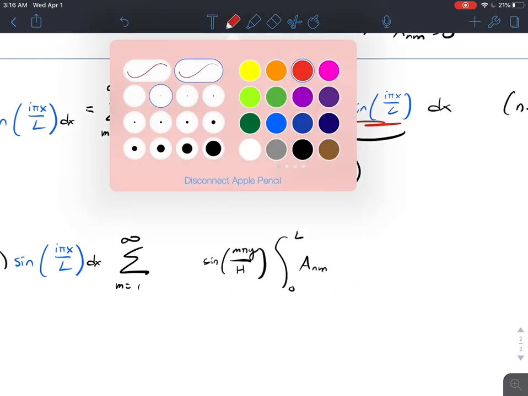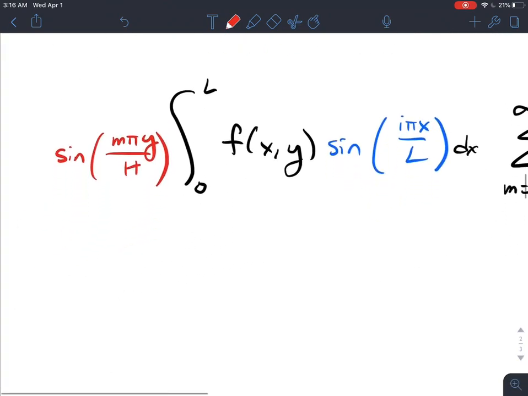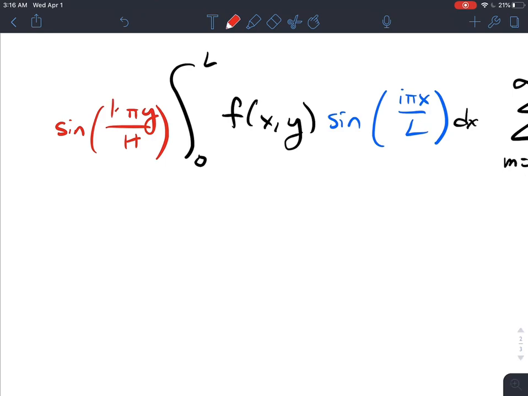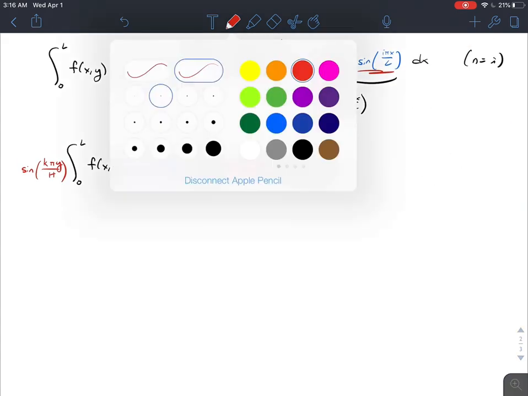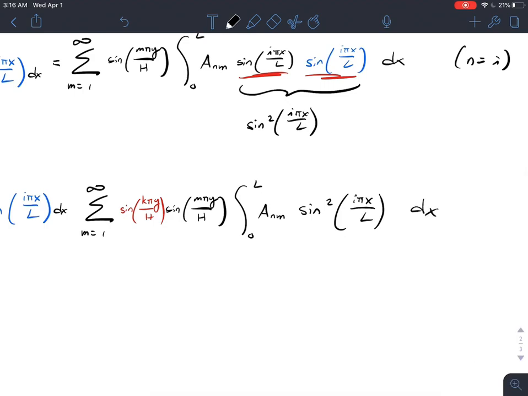Multiply on the left-hand side again, just to stay consistent with what I did. No, k is k pi y. This should be also k. Sorry. You'll see what I'm doing. This is why I wrote m by accident earlier. Then sine squared I pi x over L dx.